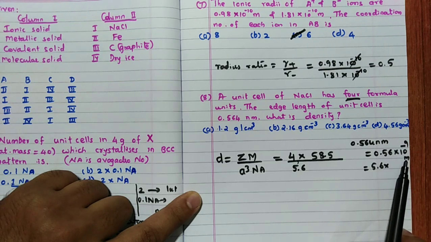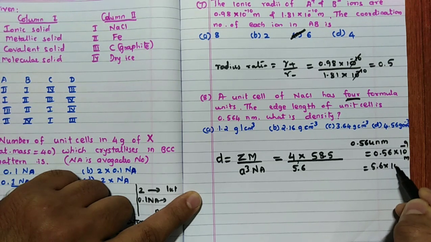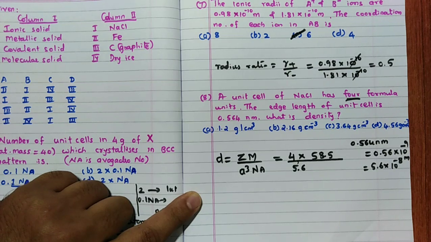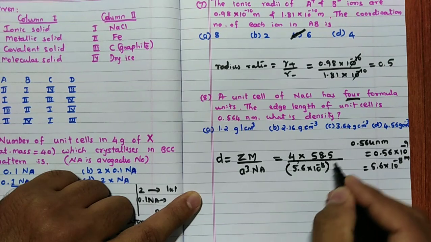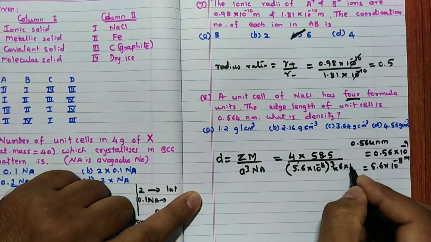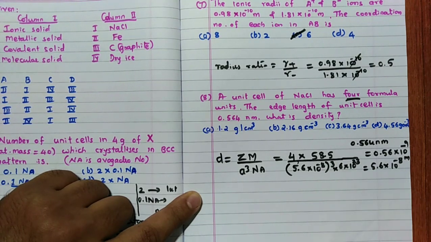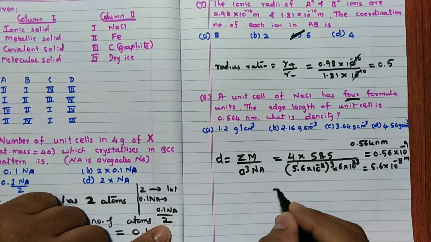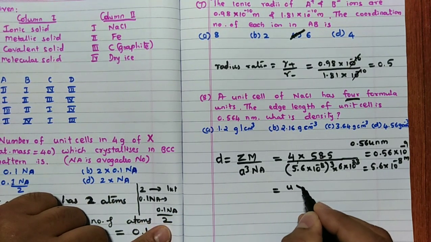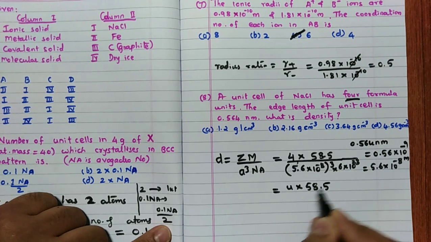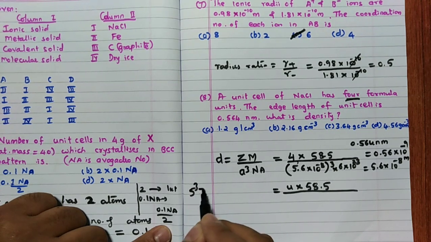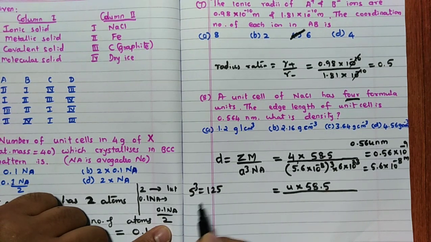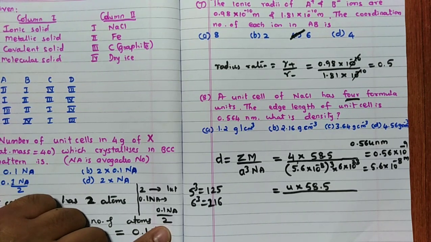Then I want meter to centimeter. So 10 to the power minus 8 it becomes. Very simple. 10 to the power minus 8. 5.6 into 10 to the power minus 8, cubed, into 6 into 10 to the power 23. That is my Avogadro number. Now you substitute. Very simple. 4 into 58.5 divided by 5.6 cube. See, we know that 5 cube is equal to 125. 6 cube is equal to 216. These are the things we know.